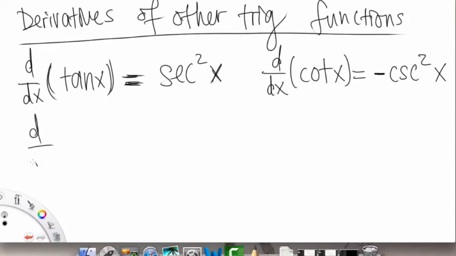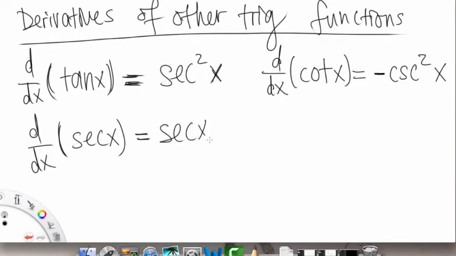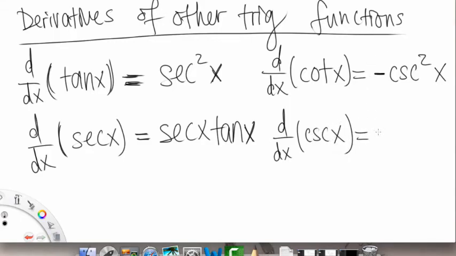The next one I'm going to do is d/dx of secant x, okay? So this is d/dx of 1 over cosine x, so that's going to equal secant x times tangent x, okay? Alright, and the last one I'm going to do is d/dx of cosecant x. And this is going to be equal to negative cosecant x cotangent x.